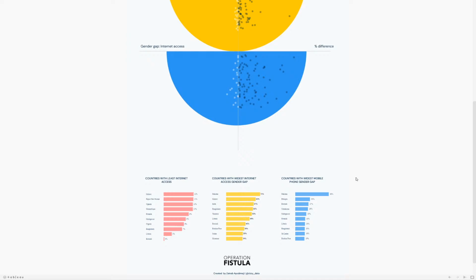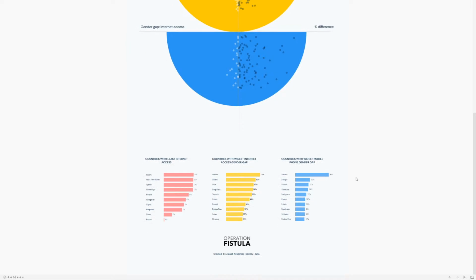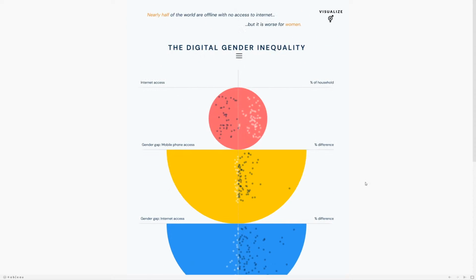Completely in agreement, and I just think great job. The only thing I wanted to say about your title is where you say, but it is worse for women. Just bear in mind that in the data we know that just under half the world is still offline, and we know because of the data gap that the majority of that group is women. So it's not just worse for women, it's that those who don't have access are mostly women and girls. Yeah, no, that's a good point.